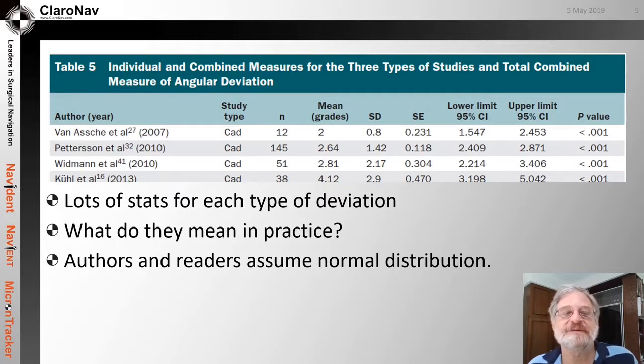The assumption that the deviations are normally distributed pervades the field, and practically all papers that I've seen implicitly assume this distribution and report on it accordingly using statistical tools designed for normal distributions.